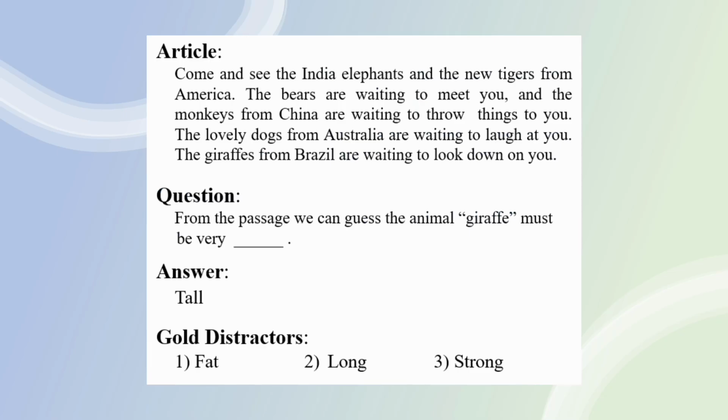Here's an example reading comprehension question. In this article, the last line is really the most important one. The giraffes from Brazil are waiting to look down on you. And the question here is, from the passage, we can guess that the animal giraffe must be very blank. The answer is tall. And the distractors in the data set are fat, long, and strong. So each one of those answers is a plausible option for the blank, but the best one is tall.